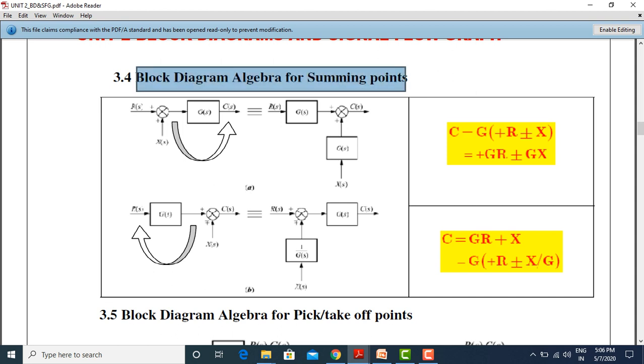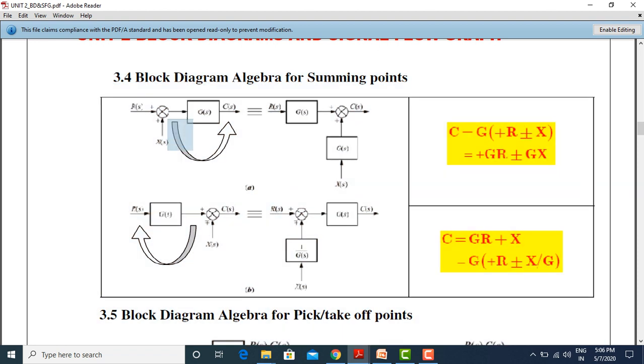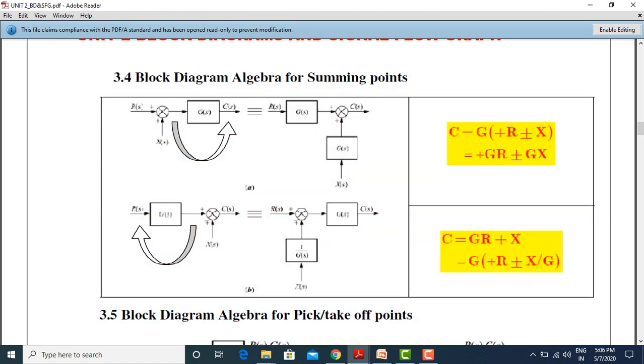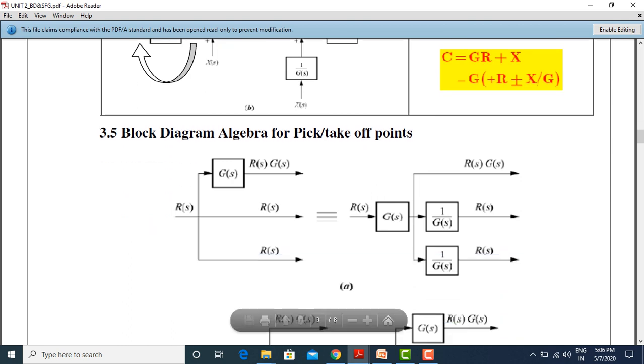Now here we can see we have to move this summing point to the right hand side. So G of S will be added to this. If we want to move this summing point to the left hand side, so 1 by G of S will be added into the system.